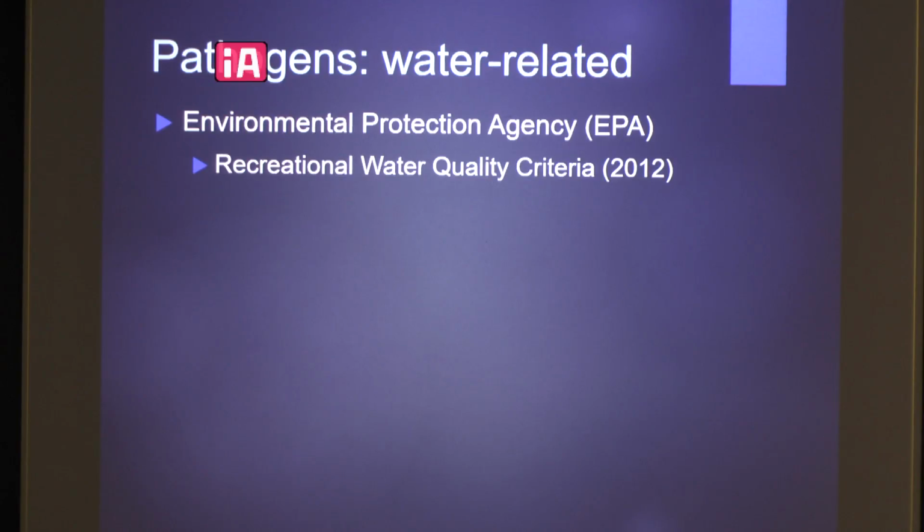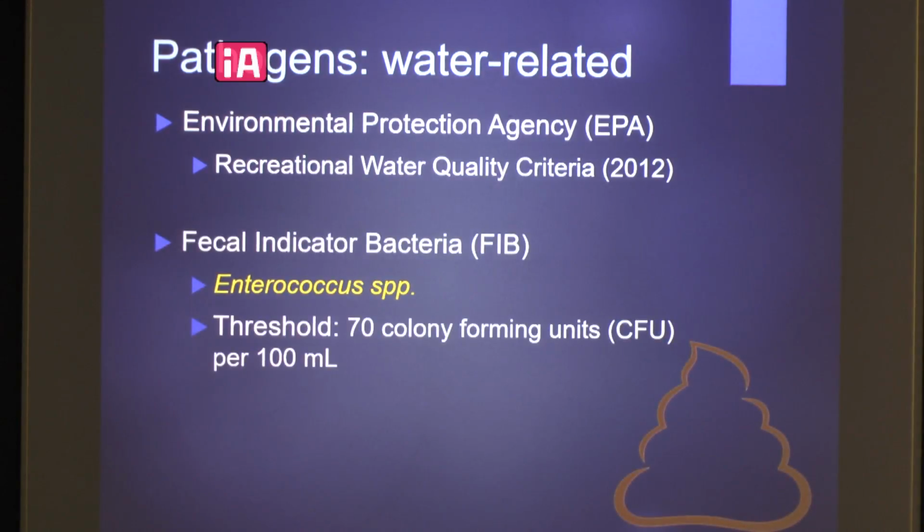Specific indicators or bacteria to know where there's a human fecal contamination event. In this case, what they have are the fecal indicator bacteria, and these are Enterococcus species. And through a series of studies, they identify a specific threshold, in this case, 70 colony forming units per 100 milliliters. And what this means is that whenever we exceed that specific concentration, it suggests a public health risk.